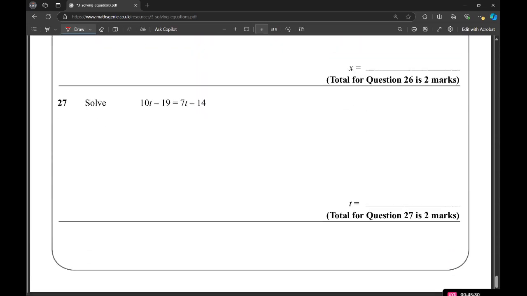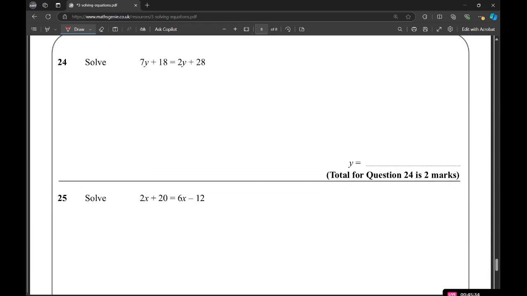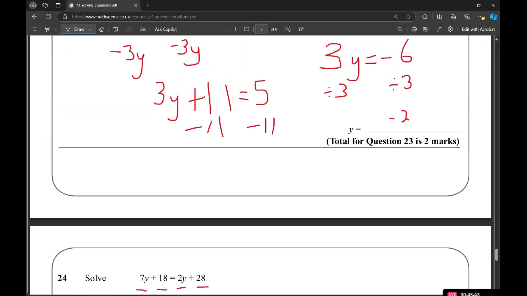Right, last few questions, and then we'll call it a night. Question 24, guys. Solve 7y plus 18 equals 2y plus 28.